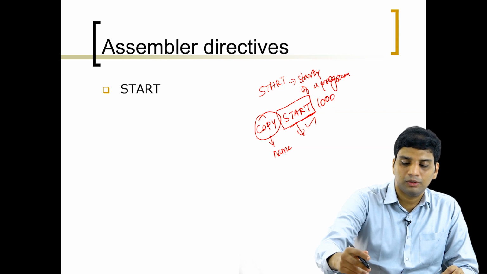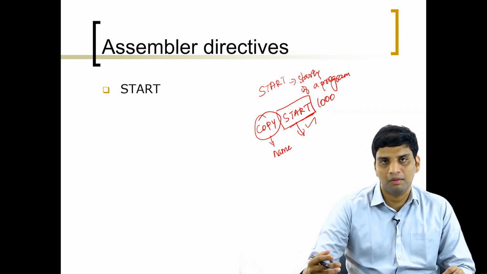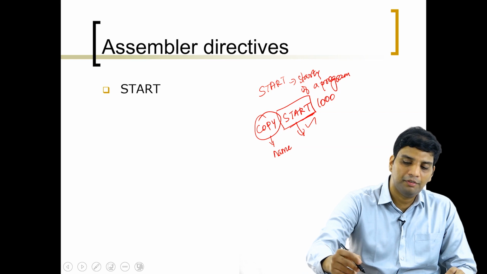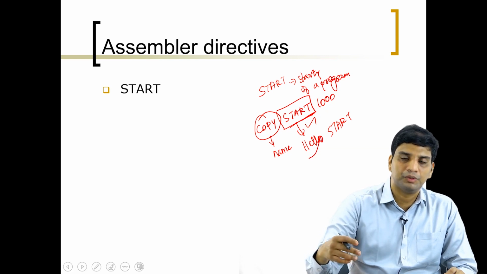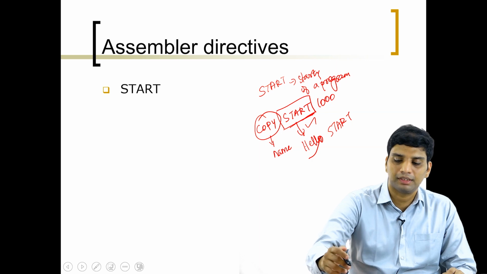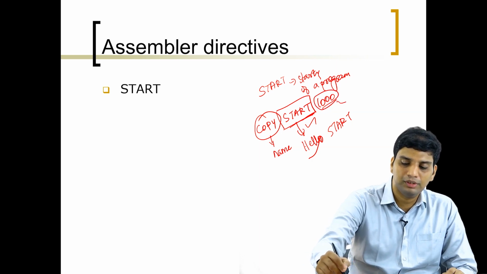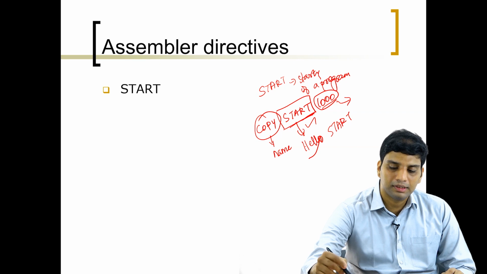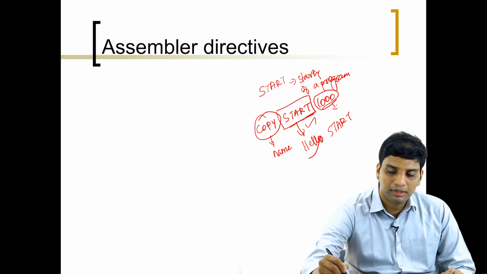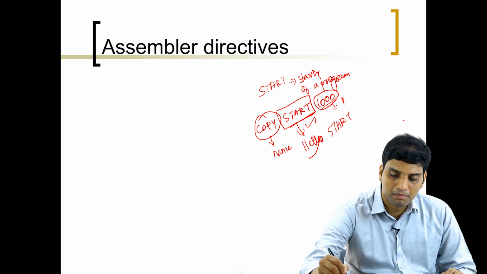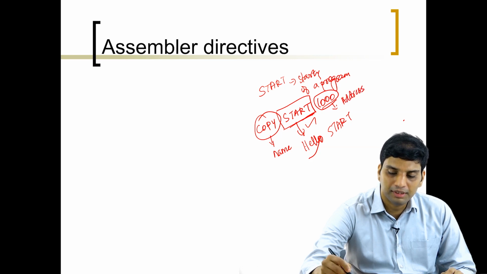Should I always give the name as COPY? No, you can give your own name. If it is HELLO START, it means the name of my program is hello. If I give another name, STUDENT START, that means the name of the program is student. Then what is this 1000? 1000 is nothing but your starting address. We are assuming that our program starts at location 1000.